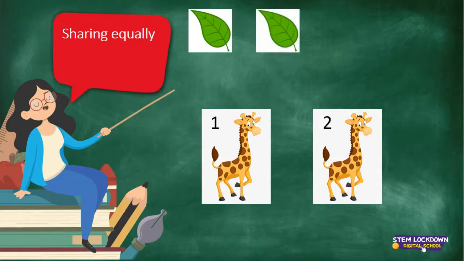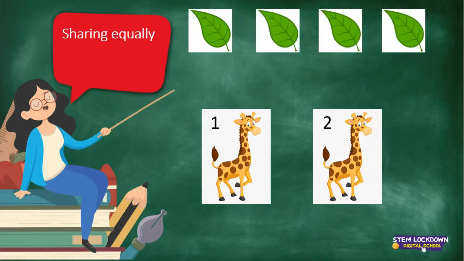And then at the top, I want you to draw four leaves above your number one and two. Good. All right, so let's go and share the leaves. We've got four leaves and we're going to share them between the two giraffes.